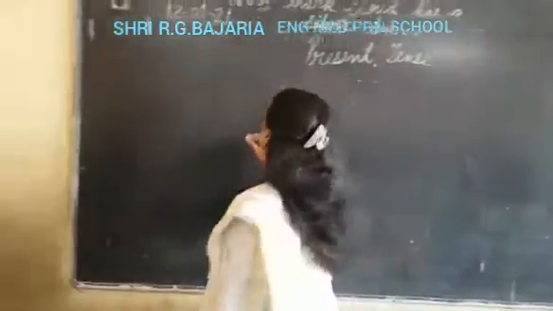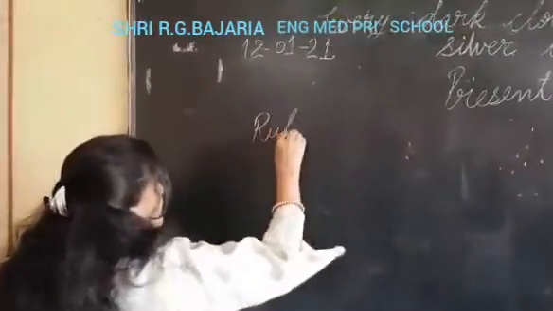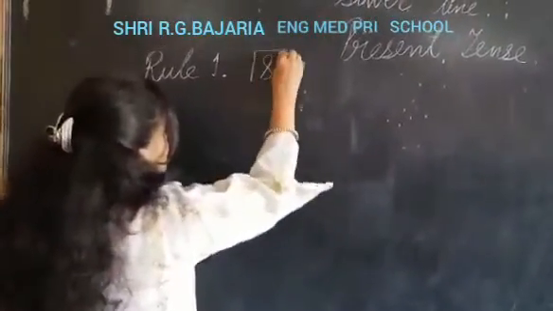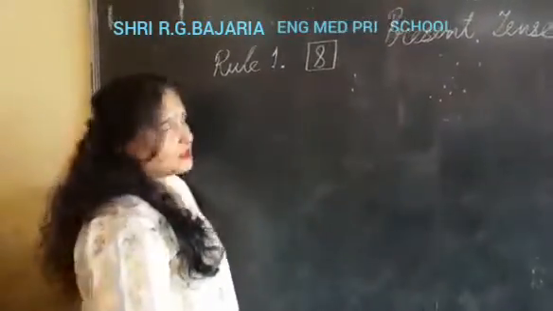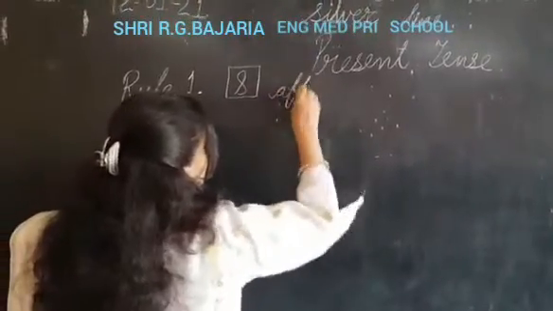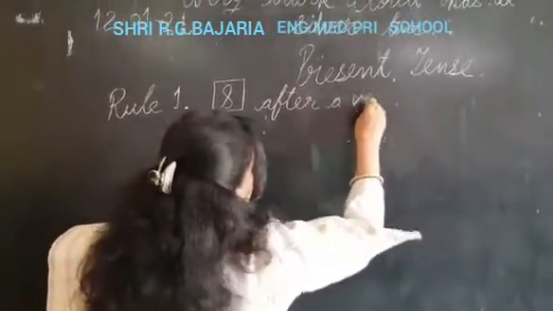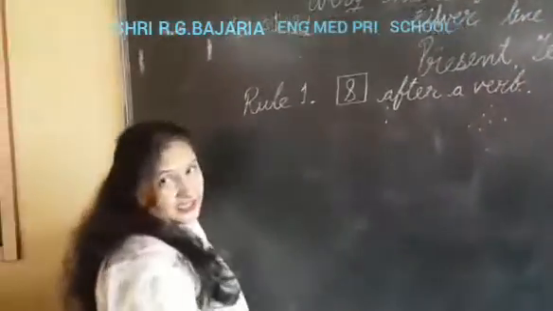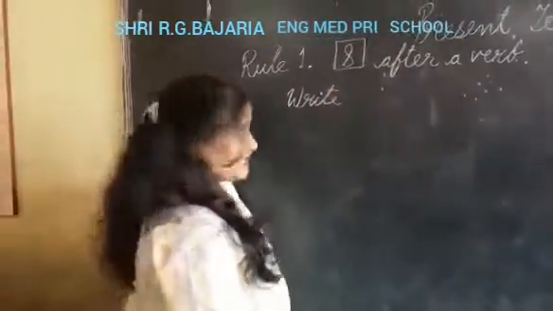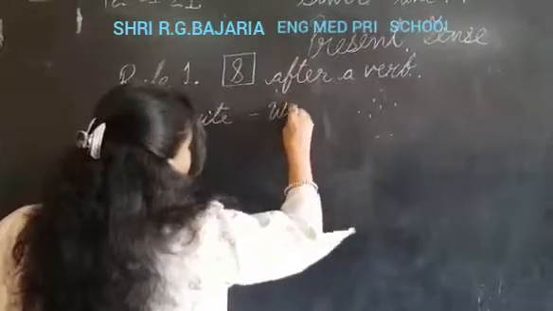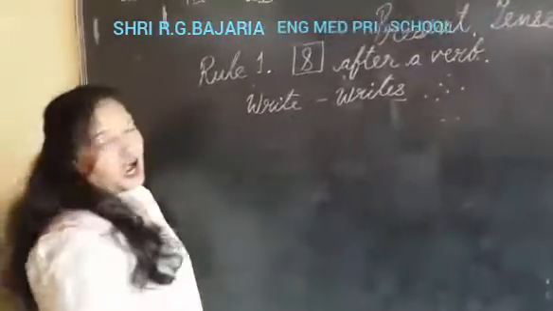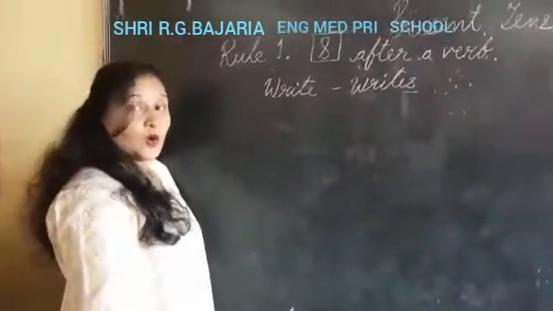Rule number 1. S is used after a verb. Verb means action words. After a verb, like say, write. Present tense of write is writes. S is used after a verb or the action word.